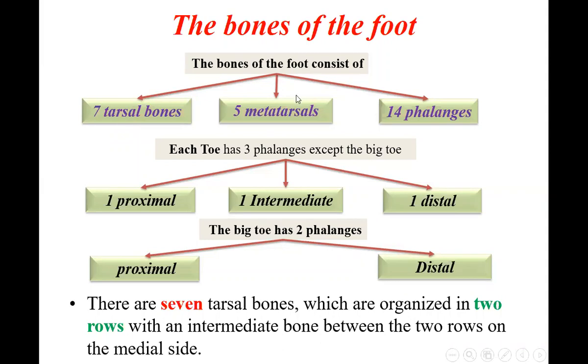Okay. Then there we had five metacarpals. Here there are five, but they are called metatarsals, not metacarpals, metatarsals. Then the phalanges are the same number, 14. There also, here also 14. Okay. So each toe has three phalanges, as we said.